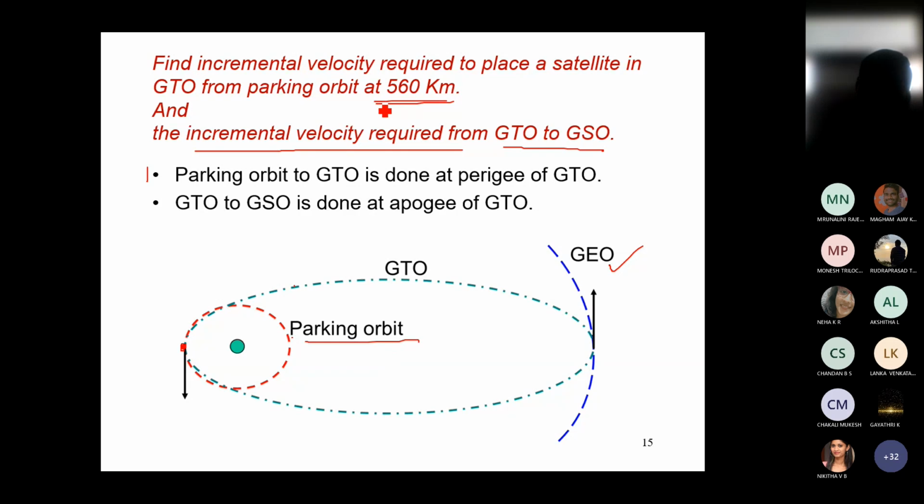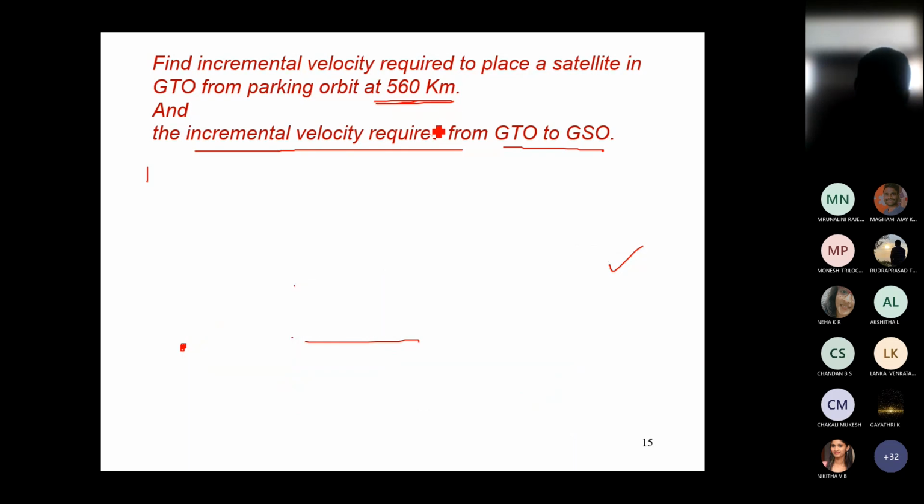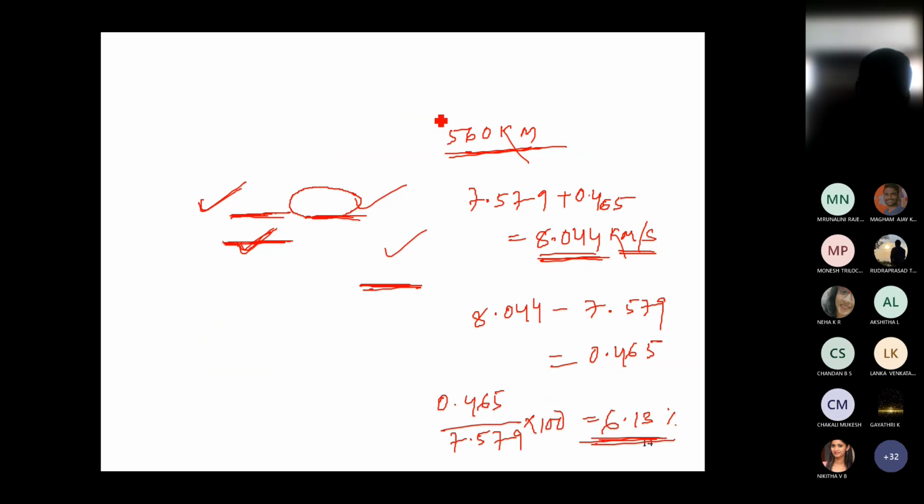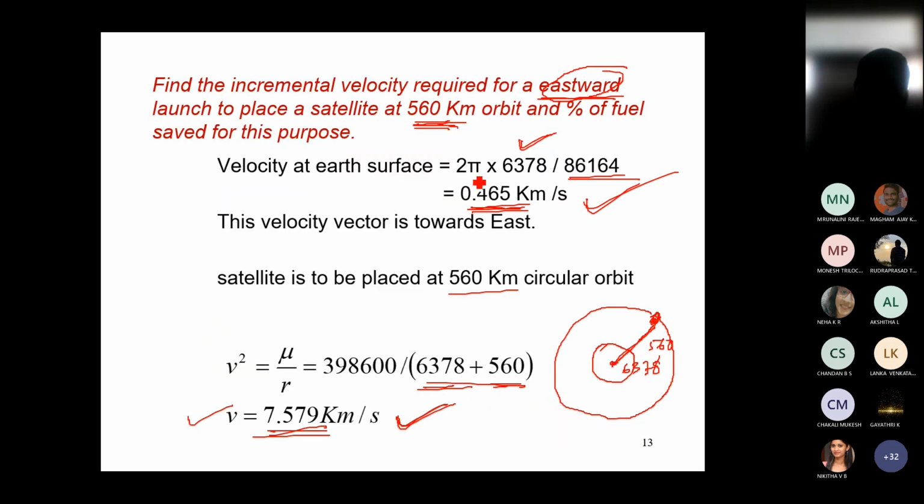Given the orbital height is 560 kilometers, that we have calculated in the previous example. Since it is on a circular orbit, we have used this expression and we got the velocity 7.579 kilometers per second.